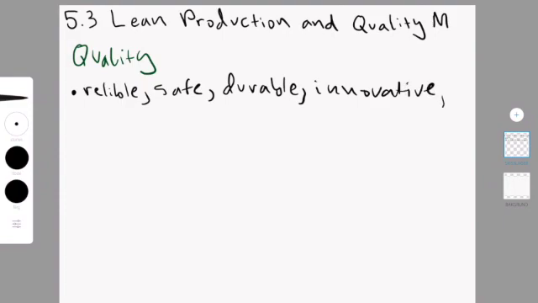And you're getting value for money. So you're getting what you paid for. The advertisement is correct. It's not misleading. You're getting what you paid for. Yeah. So that's essentially what something being of quality means.